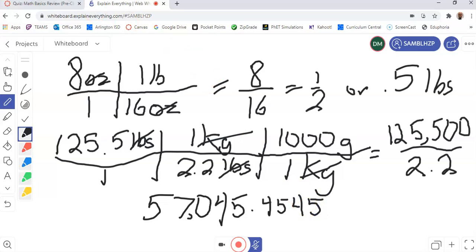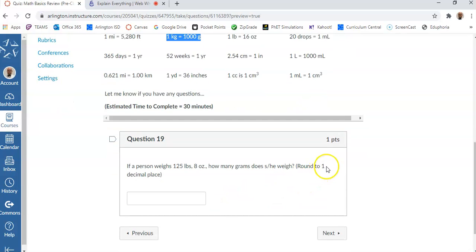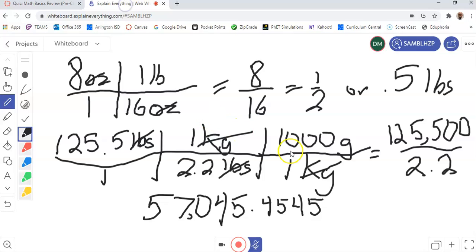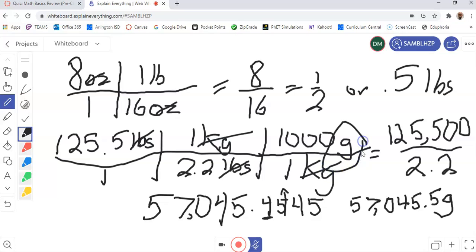All right, last step. Our question says round to 1 decimal place. We already know how to round, so that should be easy. Round into that 4, what's a 5 do? Up or down? Up. So our final answer is going to be 57,045 point. That 4 is going to go up to a 5. And then don't forget your unit, which in this case was grams.